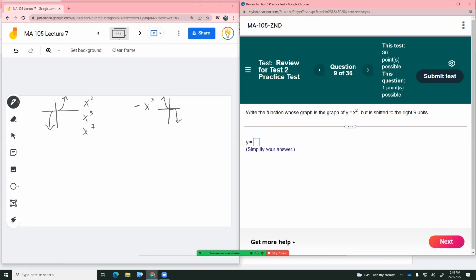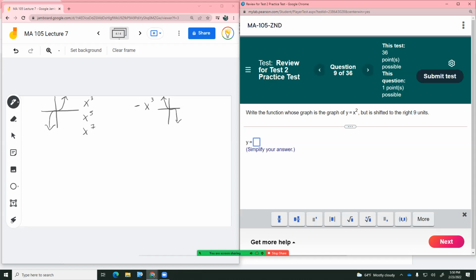Write the function whose graph is x squared, but it's shifted to the right 9 units. So in this case, we're shifting to the right, so it needs to be on the inside. So it'll be x minus 9 and then squared, because this needs to be on the inside of my function.